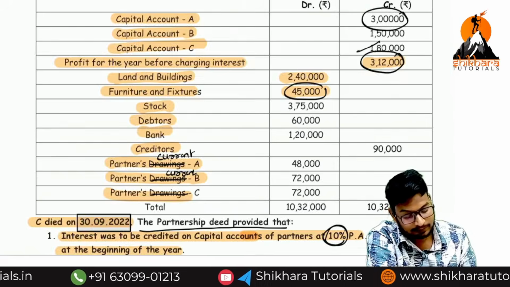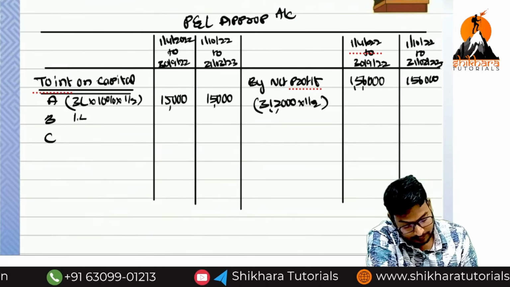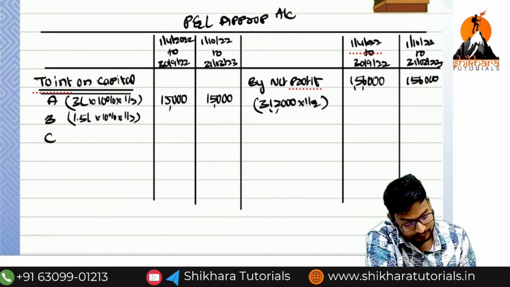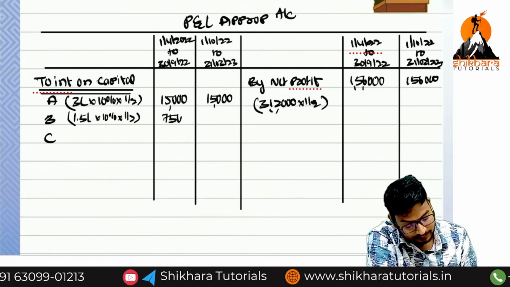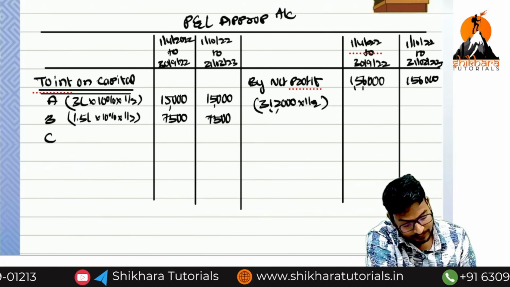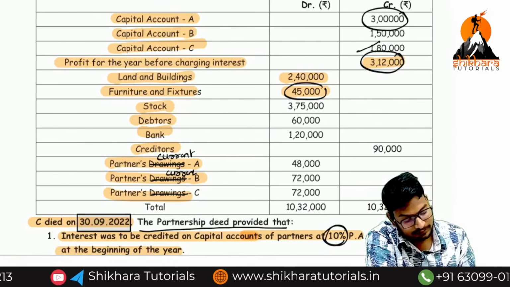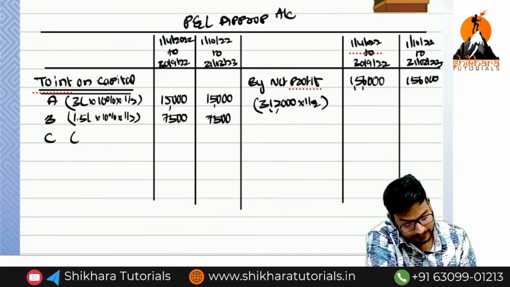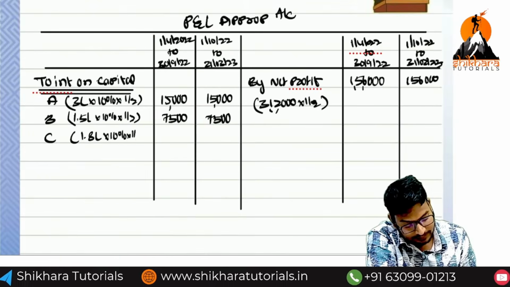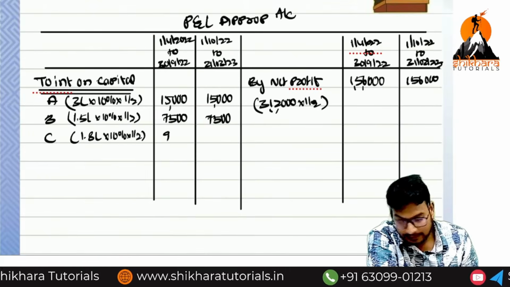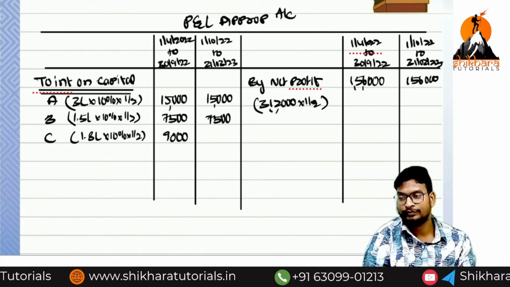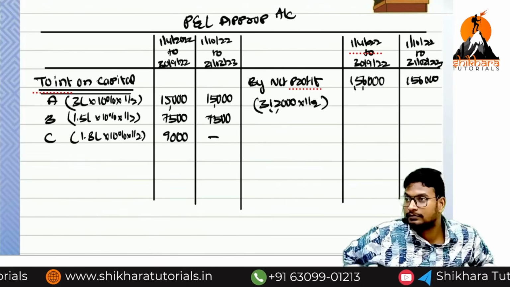Next, who is the partner? 1,50,000. 1.5 lakh into 10% into 1/2 is 7,500 and 7,500. But when it comes to C, how much? 1,80,000. 1.8 lakh into 10% into 1/2 is 9,000. Here C will not get the interest.